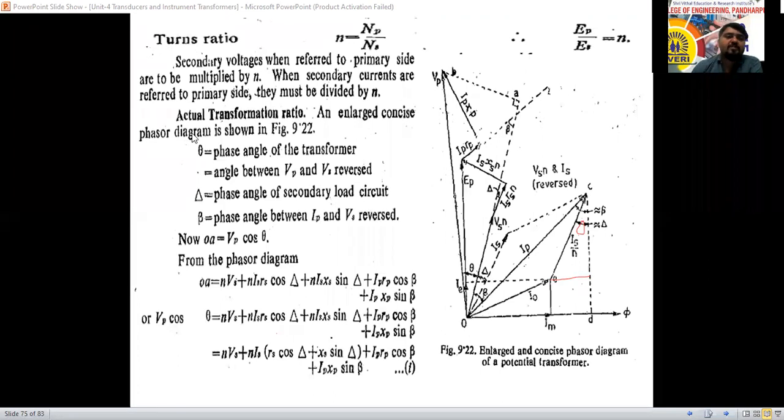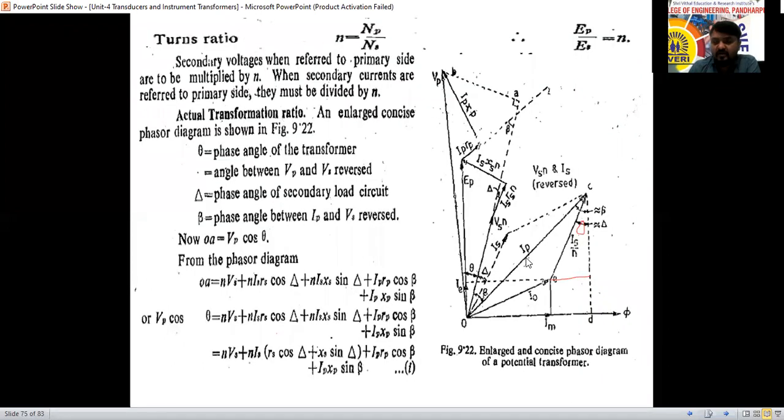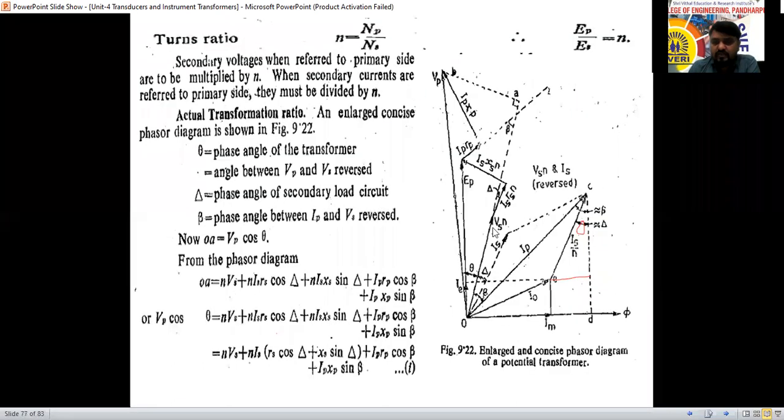Next. IP cos beta equals IE plus IS by N cos delta. Where is the IP here? This one. According to this, considering the triangle OCD, IP cos beta equals, see here, OCE. I will erase everything, just a minute. Considering this triangle here now, I will consider this one.